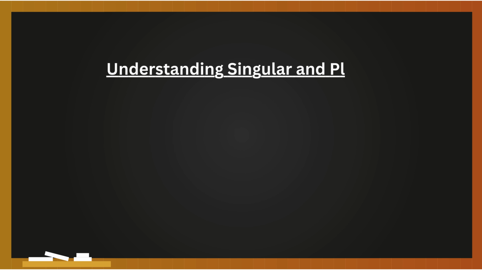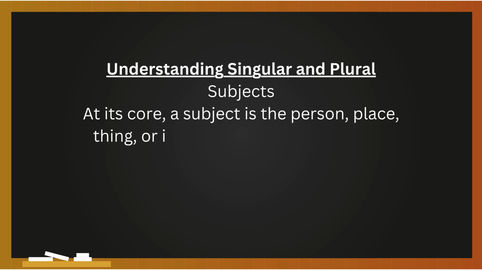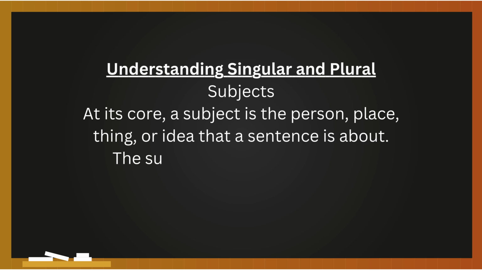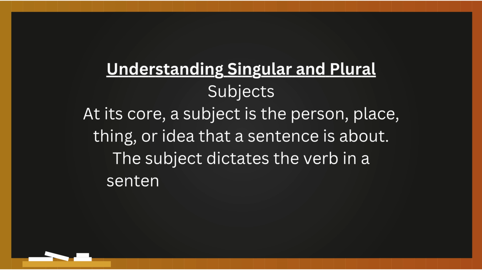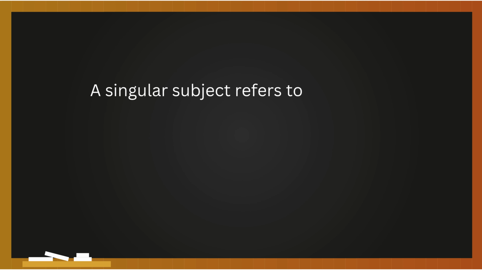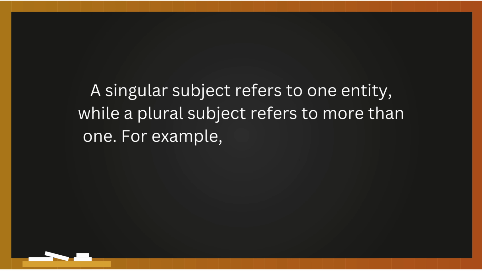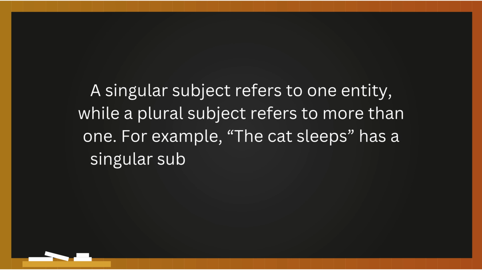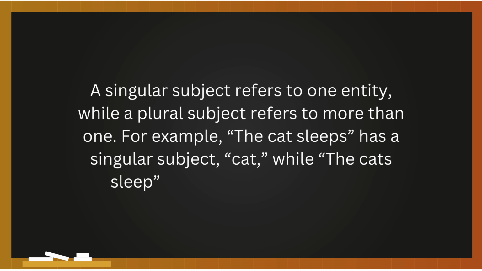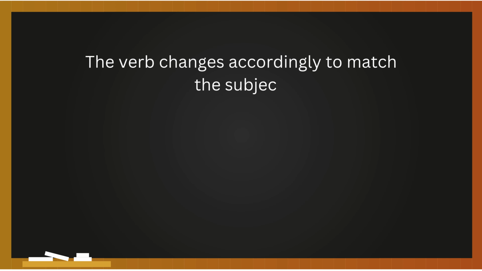Understanding singular and plural subjects. At its core, a subject is the person, place, thing, or idea that a sentence is about. The subject dictates the verb in a sentence, determining whether it's singular or plural. A singular subject refers to one entity, while a plural subject refers to more than one. For example, "the cat sleeps" has a singular subject, cat, while "the cats sleep" has a plural subject, cats. The verb changes accordingly to match the subject.